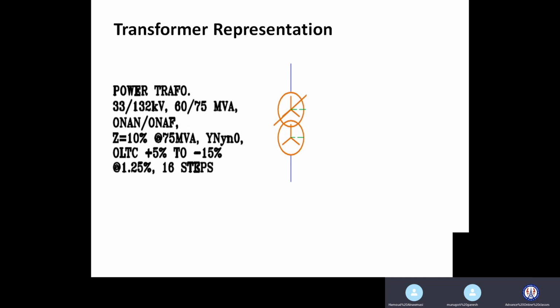Yes, sir. But I have one question. This 16 steps, what does it mean? 16 steps means, if you see, the tap changer has a number of turns. The transformer has a winding, and those windings have a number of turns. So you cannot change it in one step.